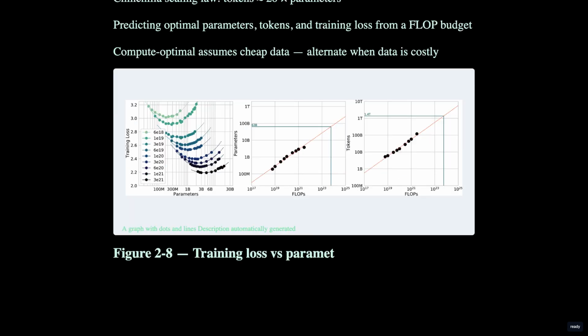This figure illustrates how training loss changes as we vary model size, compute (FLOPs), and the number of training tokens. We'll refer to it to understand the key scaling trade-offs when allocating compute and data for large models.